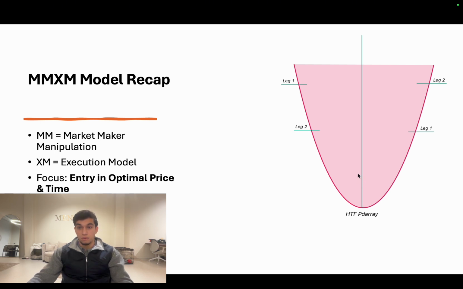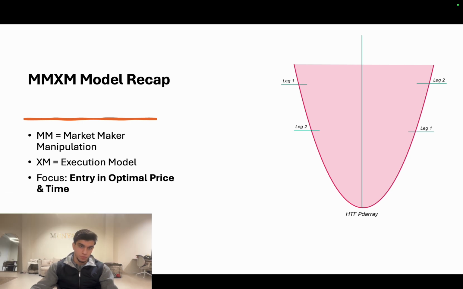After that we have the right side of the curve. This is the left side of the curve and the right side of the curve. On the right side of the curve, we have the first leg to go higher and the second leg to go higher. I'm going to talk more about the second leg to go higher because there are the highest probability trades there. And please focus just on the entry and the optimal price and time.